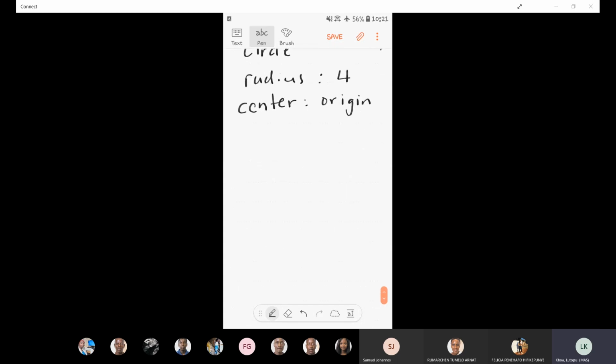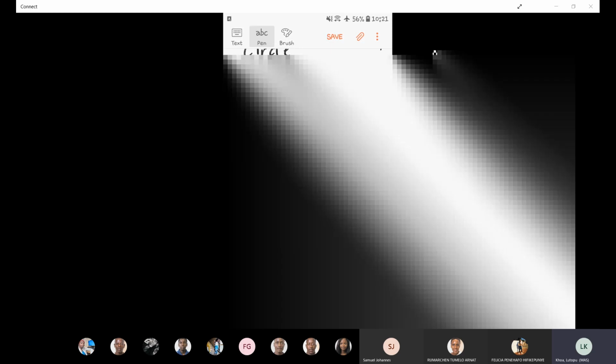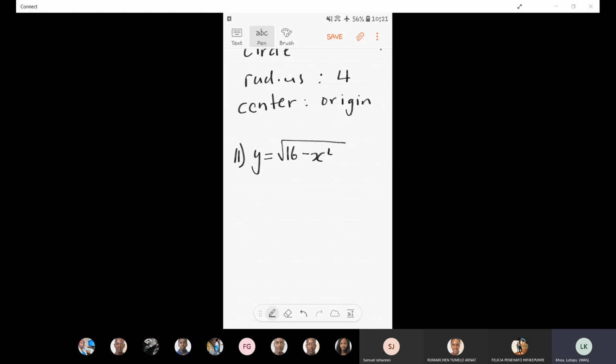Okay, then number 11, we have y is equal to the square root of 16 minus x squared. Okay, he says it's also a circle. Actually, this is a particular circle. When you see this one, it is just the top half of the circle. If it had a plus or minus, then it's the entire circle. But because it's just the positive square root, this is just a semicircle.